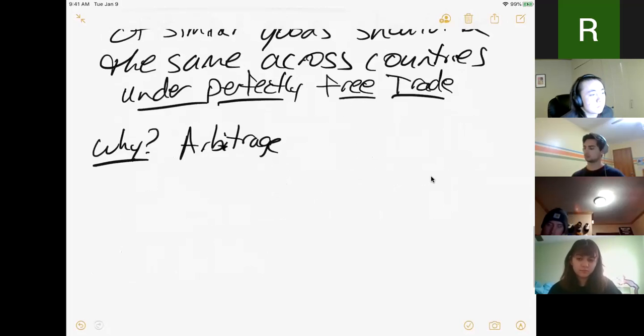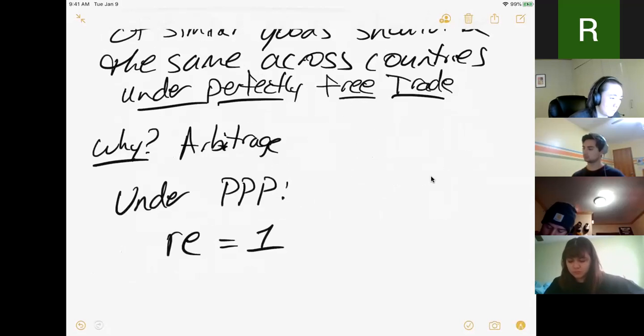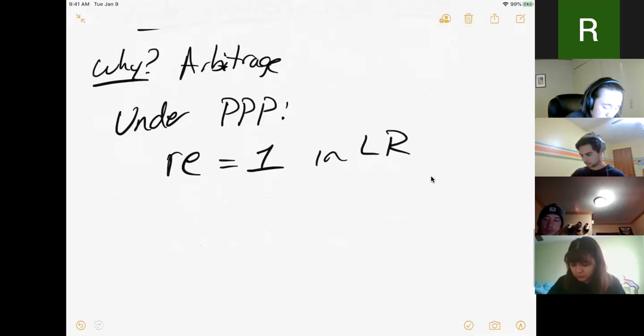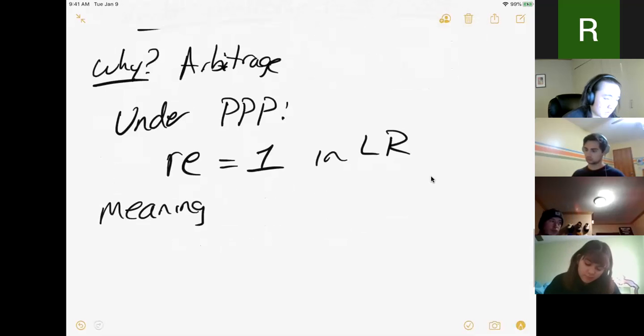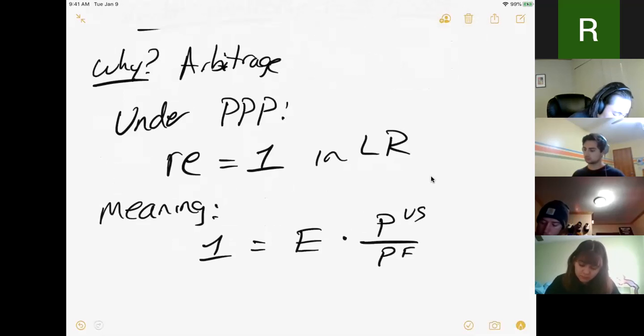So in other words, what should be true about our real exchange rate in the long run? It should be 1. The prices of similar goods should be the same across countries. Meaning, what also has to be true? Well, this has to be true, right? Because here's our formula for our real exchange rate.